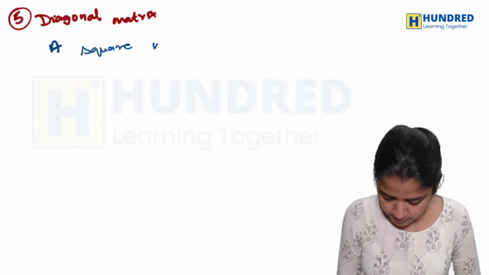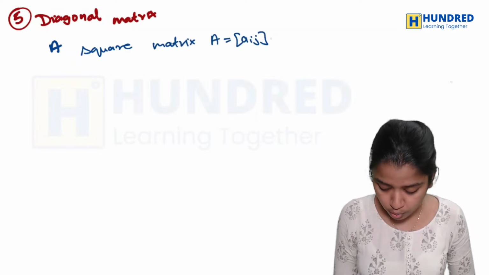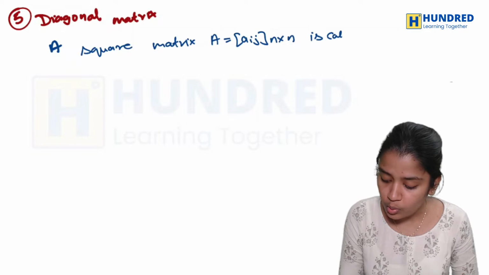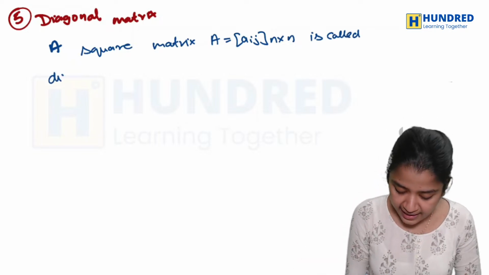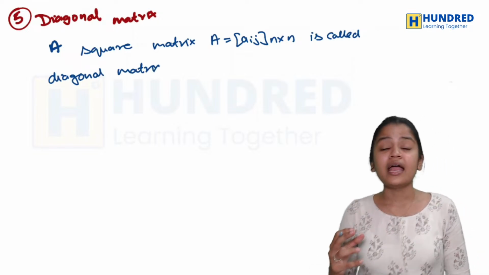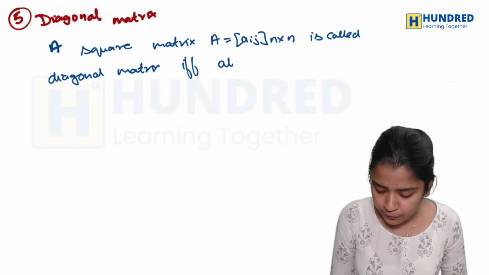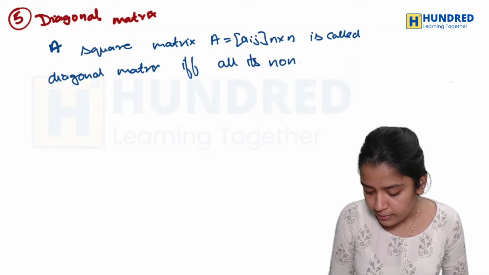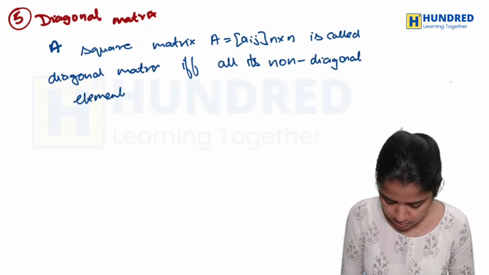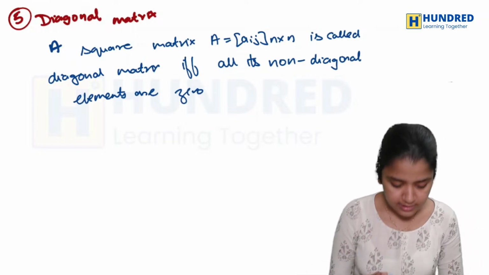A square matrix A is equal to Aij. Like this only I told you in the previous class, we represent a matrix in this form. How is it called? It is called a diagonal matrix if and only if all its non-diagonal elements are 0.